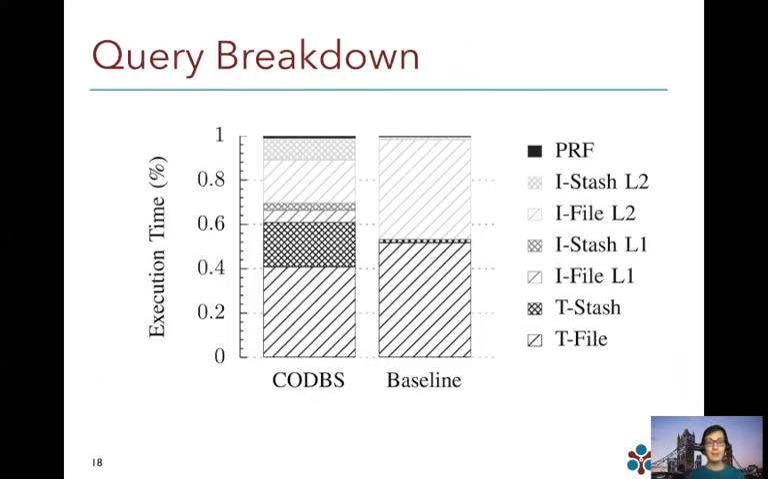And we actually see this slightly better in this query breakdown, where we measure the execution time of each system, the baseline and the CODBS solution. And we see that on the baseline, we spent more or less half of the time accessing the database storage for the database index, and half of the time accessing the database storage for the database table. However, on the CODBS protocol, we see that we actually spent a smaller percentage of the time accessing the database table, and we significantly reduce the time spent accessing the database index on the database storage.